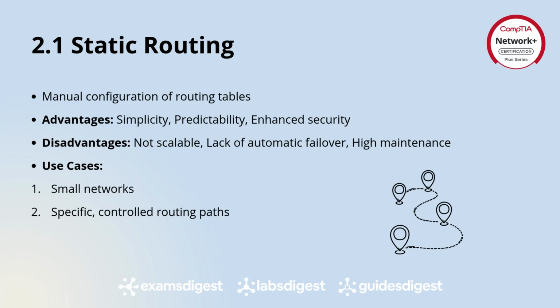Imagine you're planning a trip to a friend's house, and you decide on the exact route you'll take beforehand. You know every turn and intersection along the way, and you stick to that plan no matter what. That's similar to how static routing works. In static routing, we manually configure the routes on a router. This means telling the router exactly which path to use to reach a specific network.